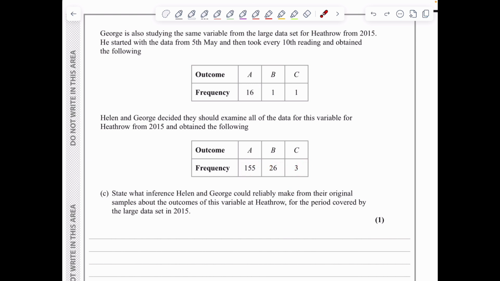And we need to state what inference Helen and George could reliably make from their original samples about the outcomes of this variable at Heathrow for the period covered by the large dataset in 2015. We certainly see the same conclusion arising from both samples, and that is that variable A occurs most of the time.